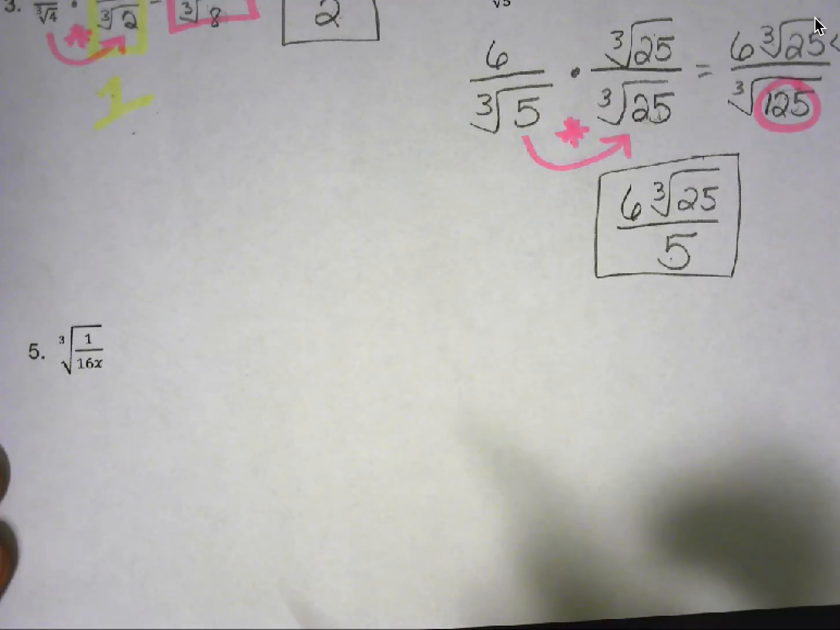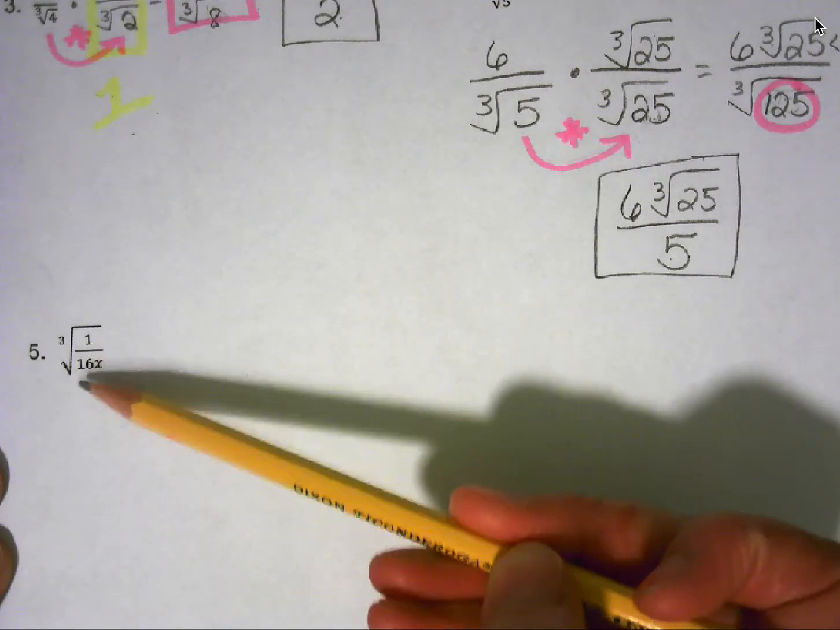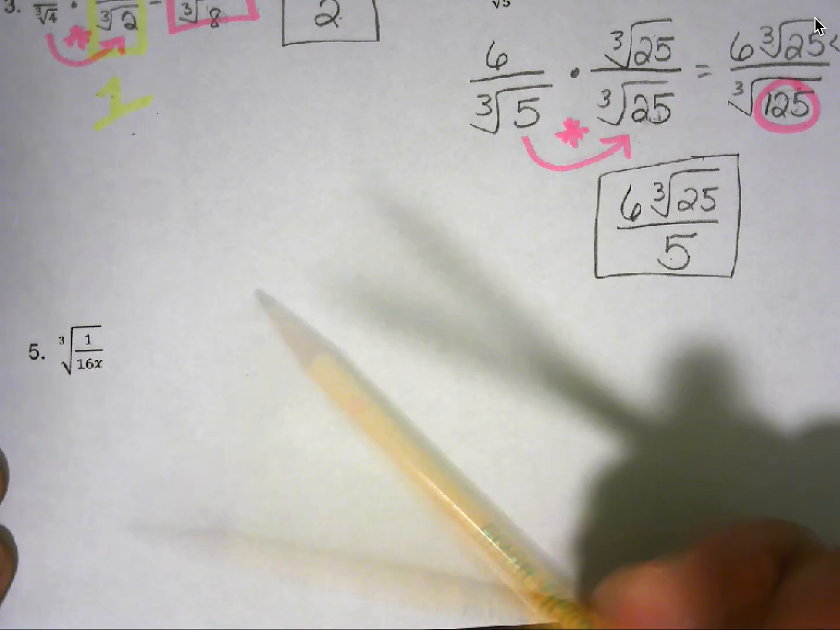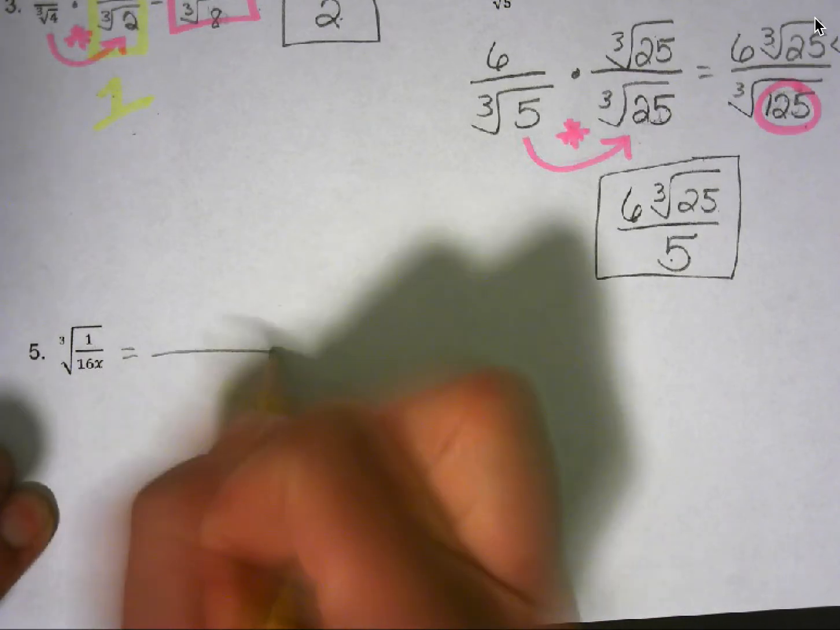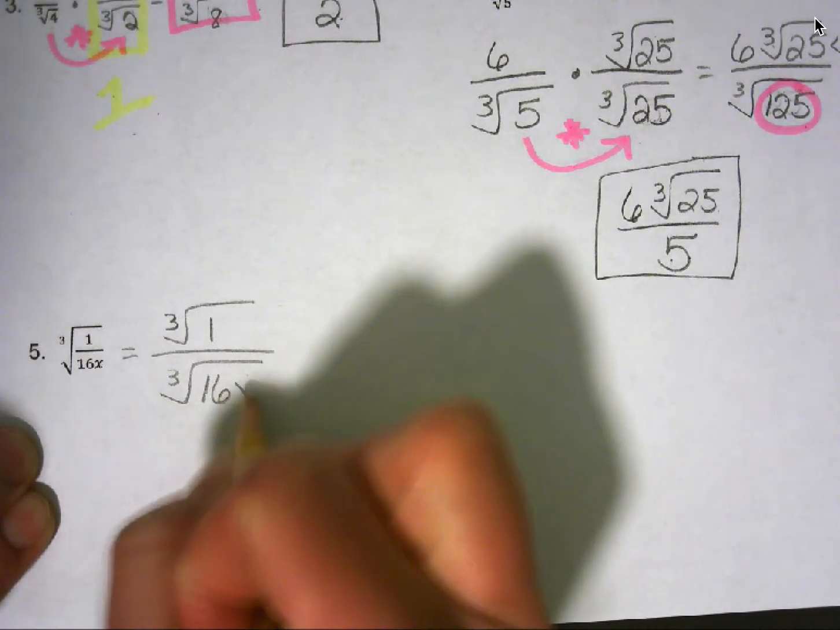So what we have here is a fraction. What I would recommend is to try to simplify. So can you reduce these? And the answer is no. So then you just have to split them apart, just like we did when we were dealing with square roots. So we're going to split them apart.